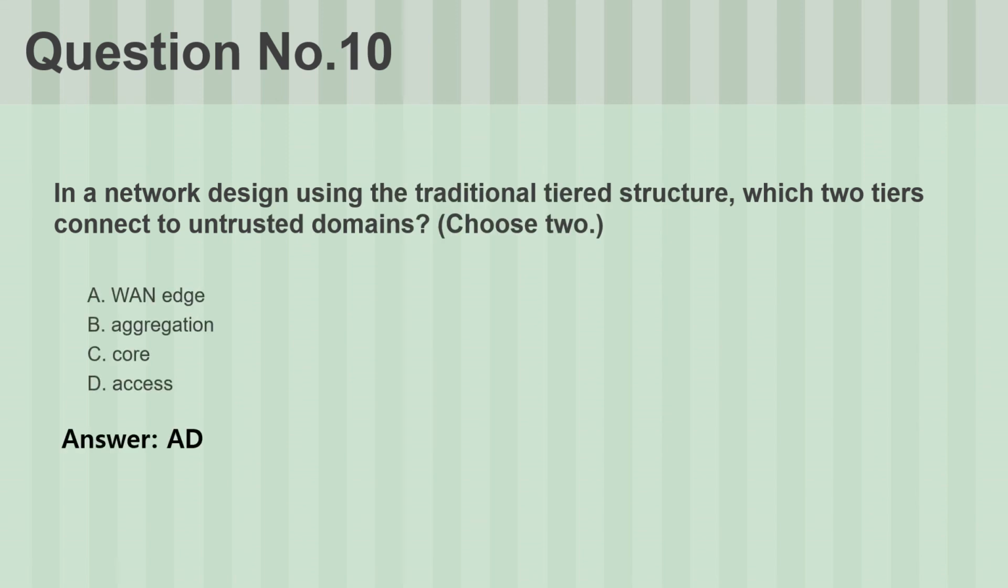Question number 10. In a network design using the traditional tiered structure, which two tiers connect to untrusted domains? Choose 2. A. WAN edge. B. Aggregation. C. Core. D. Access. Answer: A, D.